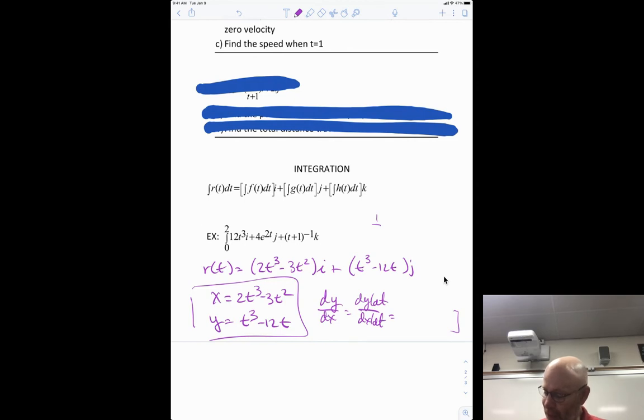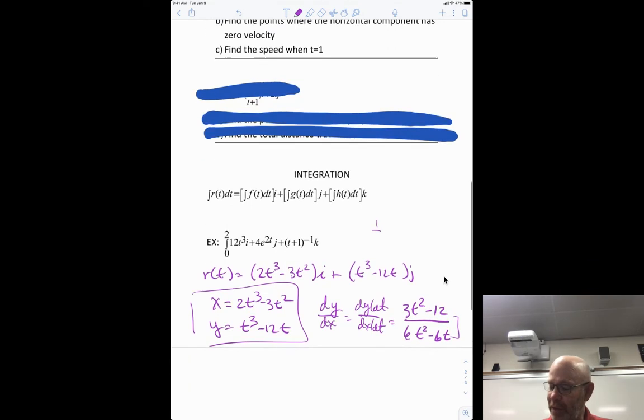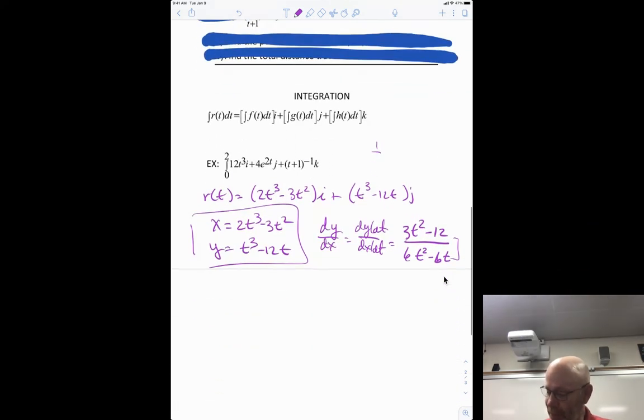So dy/dt would be 3t squared minus 12. And dx/dt would be 6t squared minus 6t. The question was, find the equation with t equals -1. So when t equals -1, we're just going to plug that right into there. We're going to get -9 over, let's see, 6 plus 6, 12, so -3/4.